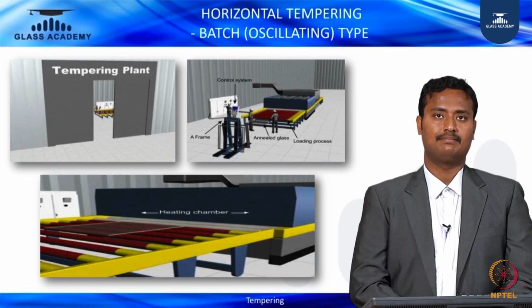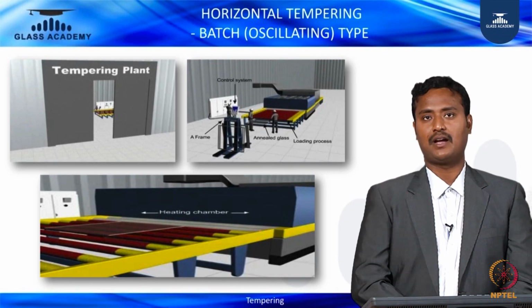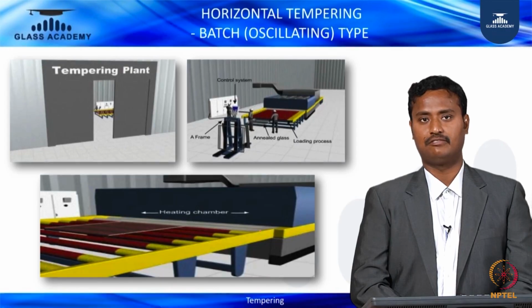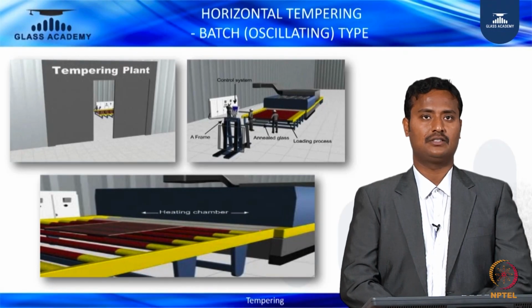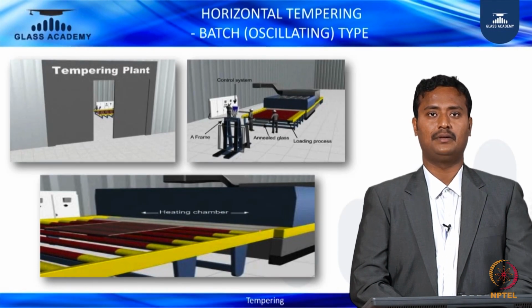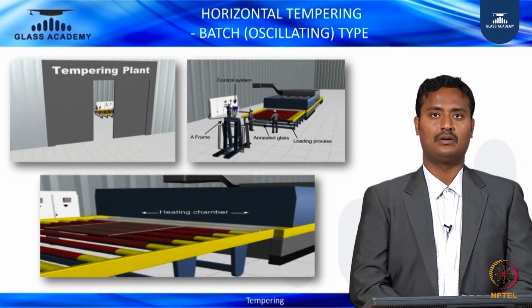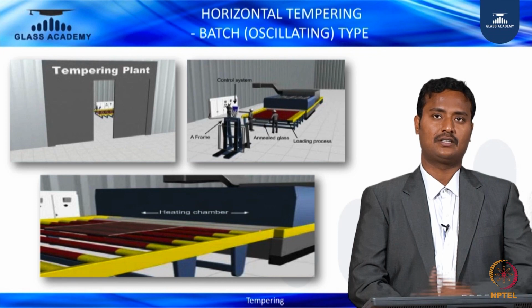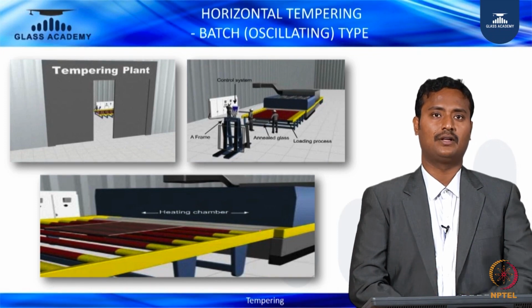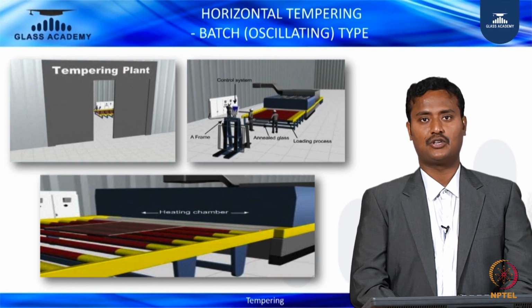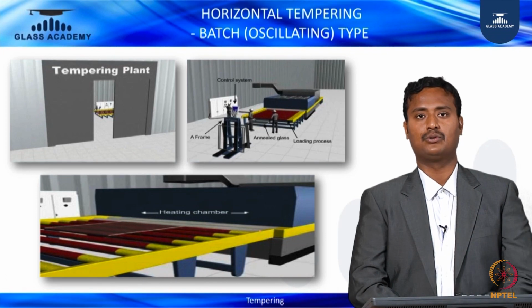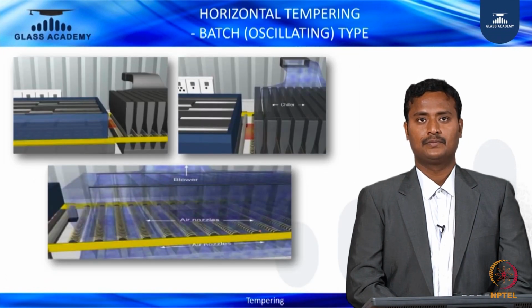Next, let's move on to the horizontal tempering batch oscillation type furnace. You see this tempering plant, where the glass is stacked on an A-frame and loaded onto the process step, oscillation type. It is just loading on this. And next is the heating chamber, where the glass is about to enter into the chamber.